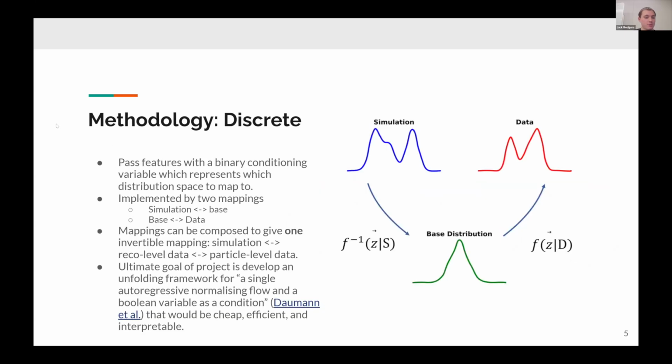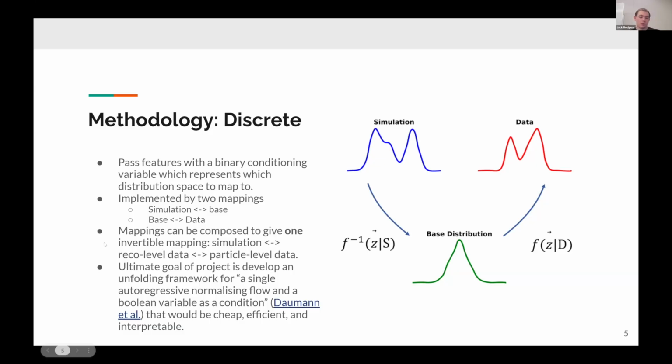And so how do we specifically do this? We pass our features with some conditioning variable. It's binary, a 1 or a 0, which represents which distribution space to map to. So we have two mappings, right? We have simulation to base, so this base distribution, and then we have our base to data. This will also be referenced as Reco to base and base to gen, or truth, which is what we want. Mappings can be composed, right, since they are invertible, to give one invertible mapping. So we can just have a direct Reco to truth particle mapping.